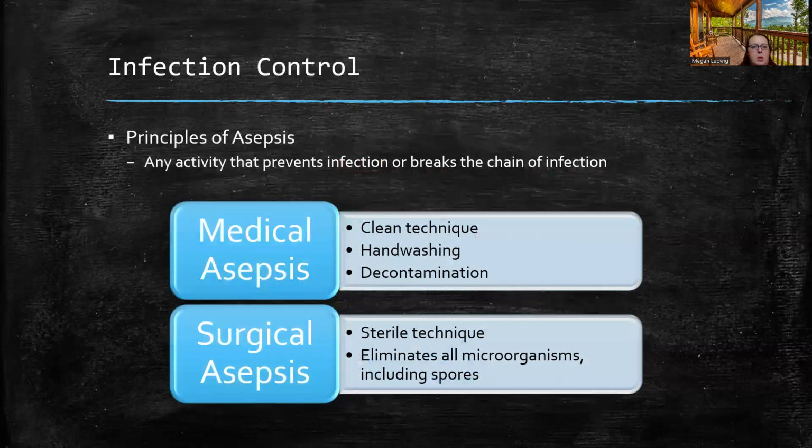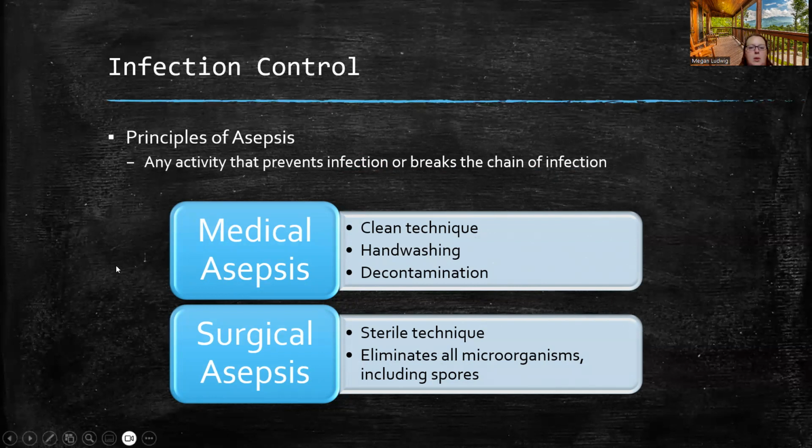All right, when we're talking about infection control, we have to talk about asepsis. So remember A at the beginning of the term? This is a prefix. We're talking about without or none. Asepsis is without sepsis, without infection. So the principles of this are preventing infection or breaking that chain.